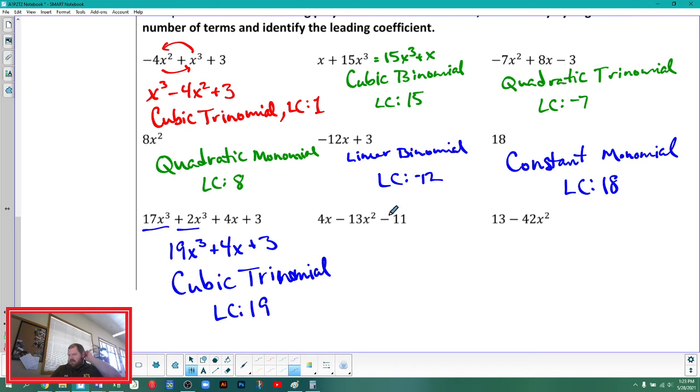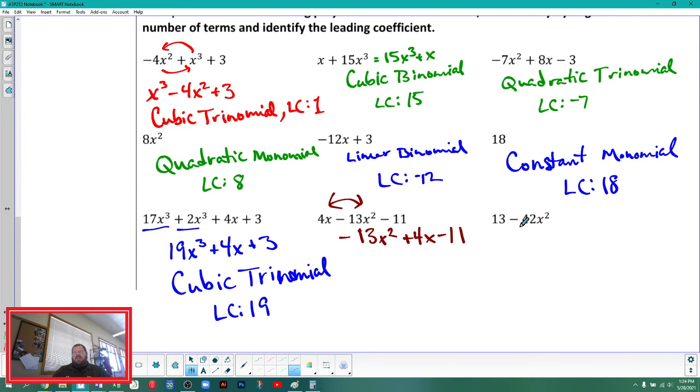The next one here isn't in standard form yet. I'm going to switch these two. So I get -13x squared. And this is a big key here that we always got told when we were in younger grades: that if we have subtraction like this, we cannot commute. We can't switch things around.